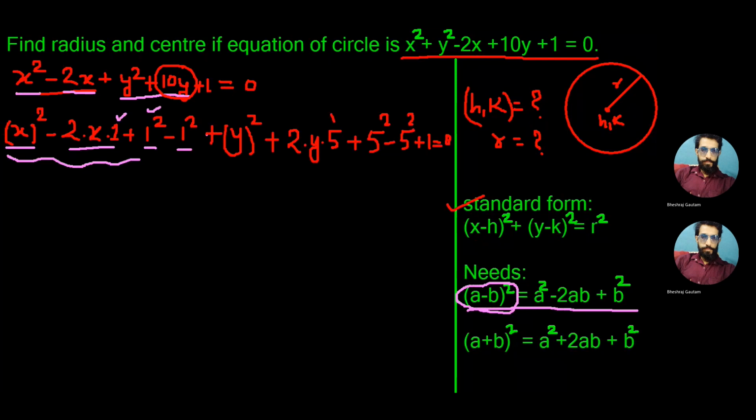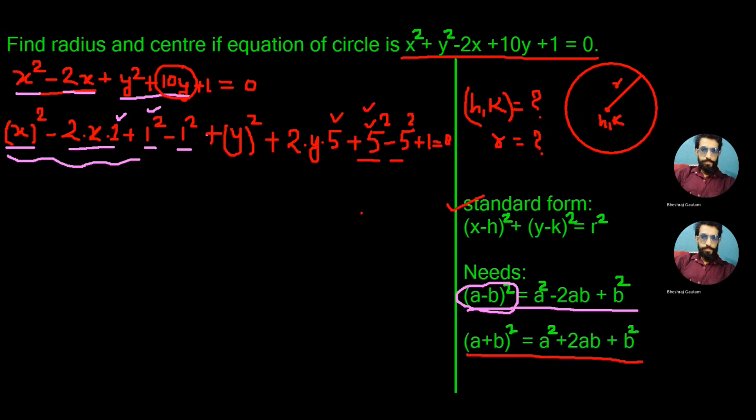Here, this 5 and this 5, both are representing b. If we compare with the formula a plus b whole square is equal to a square plus 2ab plus b square, so we write plus 5 square here. And we also write minus 5 square to balance this plus 5 square, since we have added this from outside. That was not in the question. Doing this step really needs great effort along with technique.